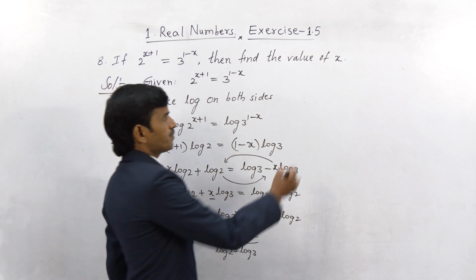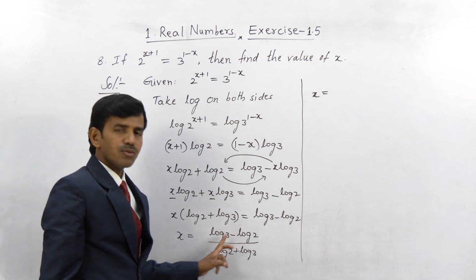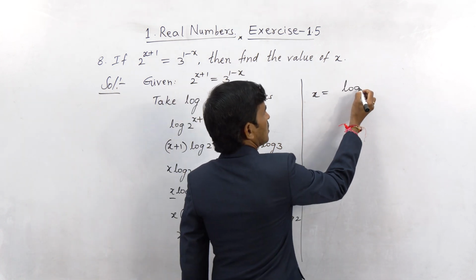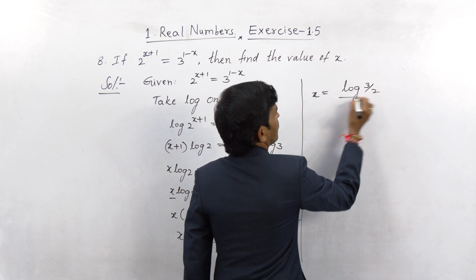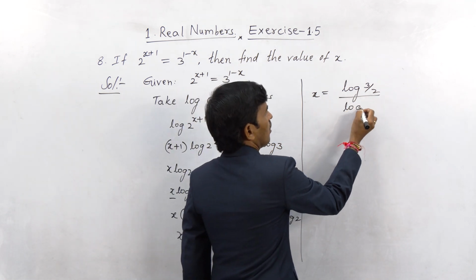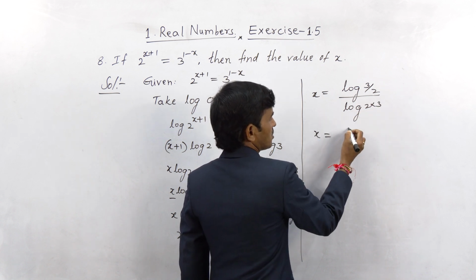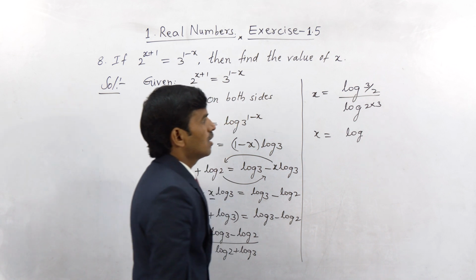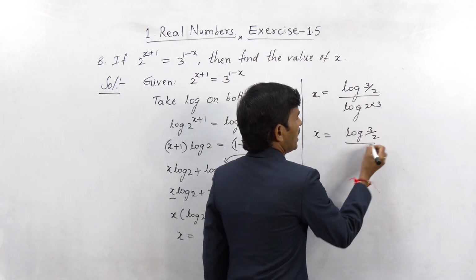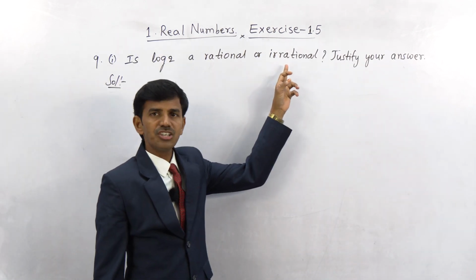So here x is equal to, what can I write here? As the difference of two logarithms can be written as their division, that is log 3 by 2 by log 2 plus log 3 can be written as log 2 into 3. So in the next step we can write as a single term, that is logarithm of 3 by 2 by log 6.